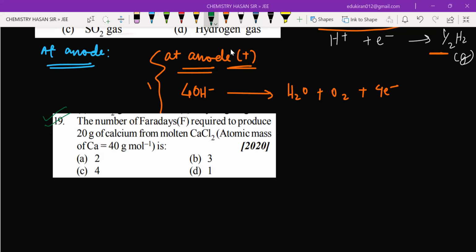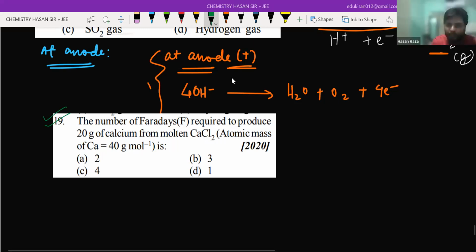Yes, Cl2 gas will go away, but that does not concern you. You should focus on calcium. Okay, I'm going to explain this. You need to calculate the number of Faradays required to produce 20 gram of calcium from molten CaCl2.